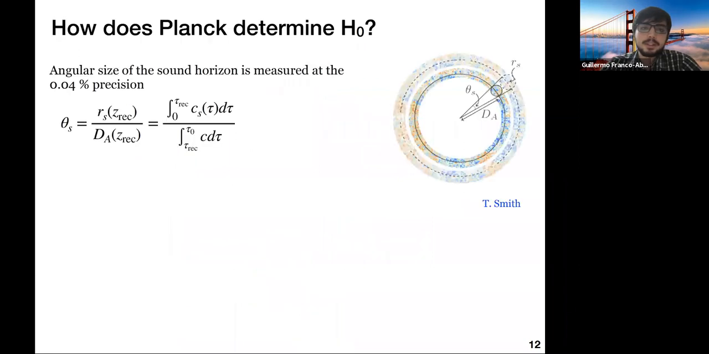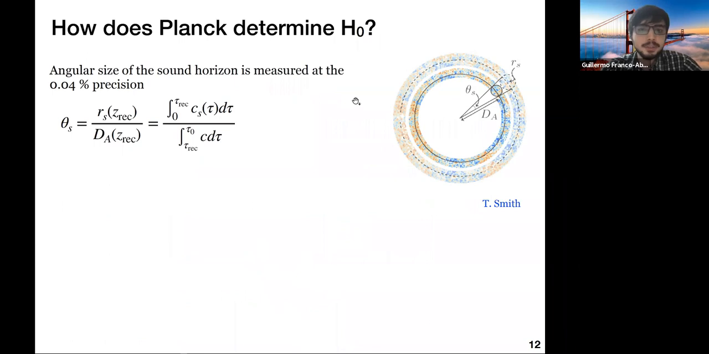Okay. On the contrary, the way the CMB determines the Hubble constant is very model dependent. In particular, what the CMB, or the Planck collaboration, determines with a very high degree of precision is the angular size of the sound horizon. Okay, and what is this?